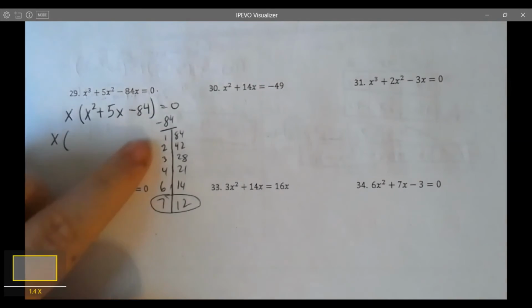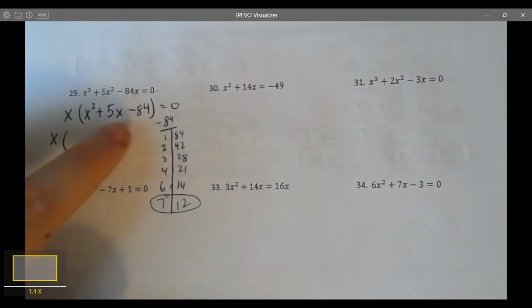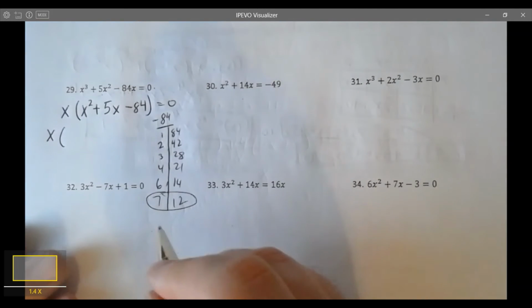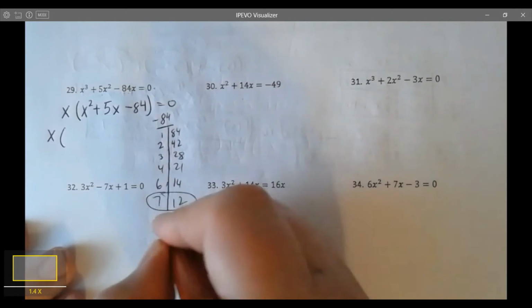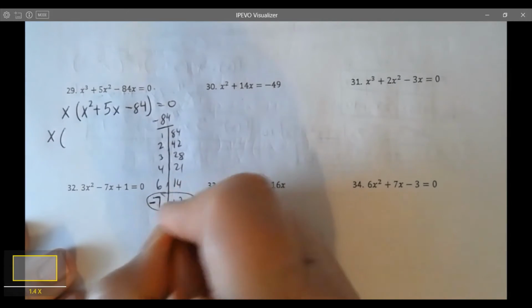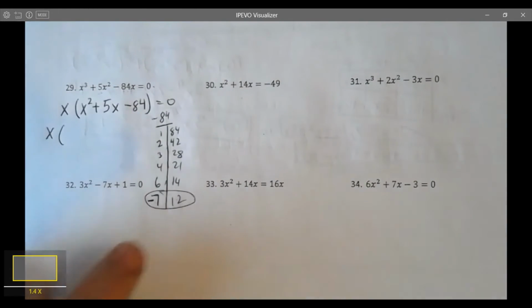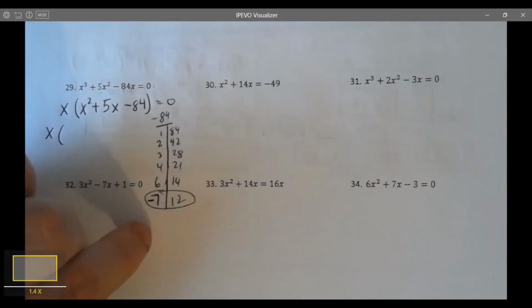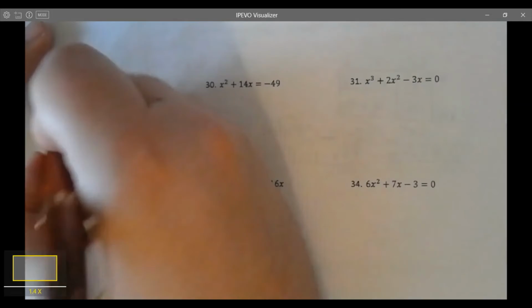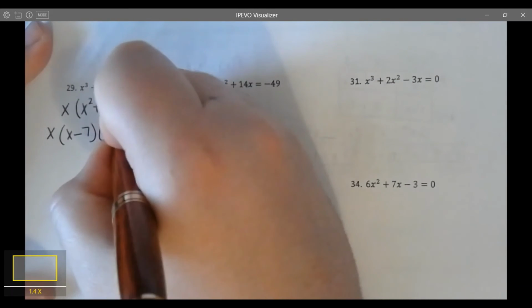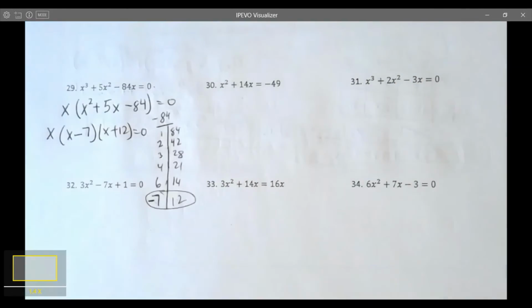Oh, we want this to be negative. So we want the product to be negative 84. In order for that to happen, we're going to want to use negative 7 and positive 12, because 12 minus 7 is positive 5. And when you get your product, negative 7 times 12 is negative 84. So this is x minus 7 times x plus 12 equals 0.